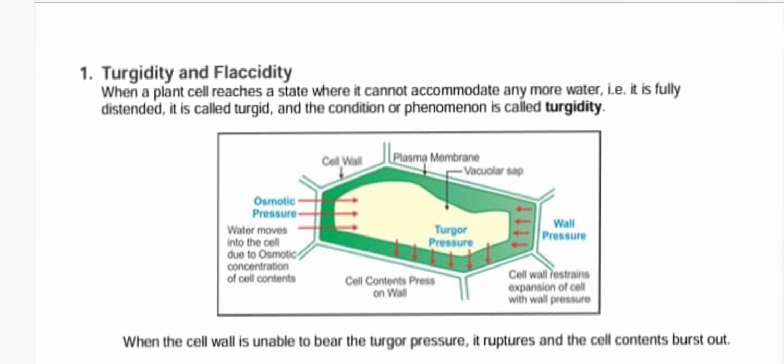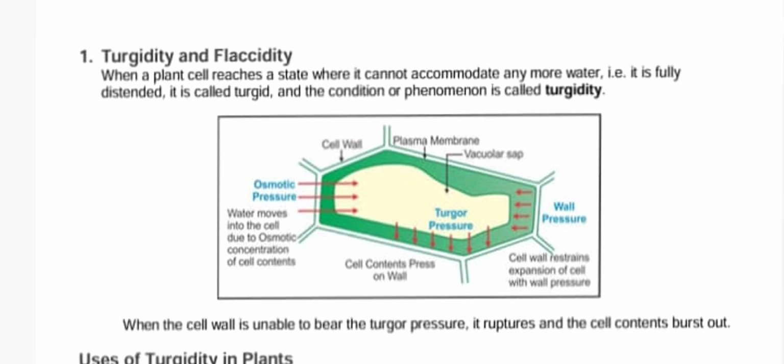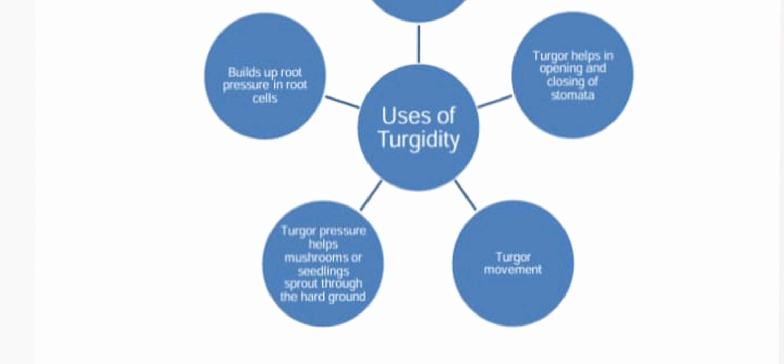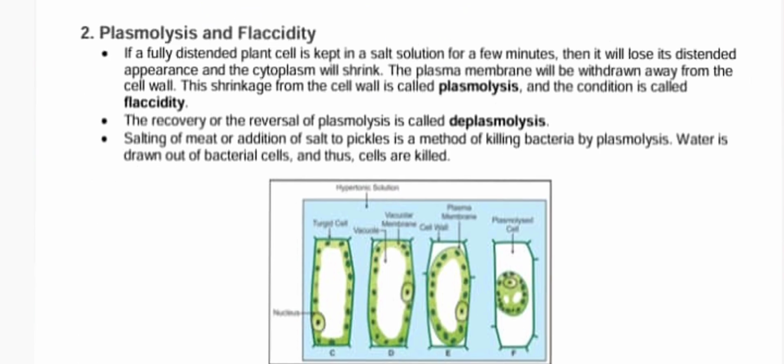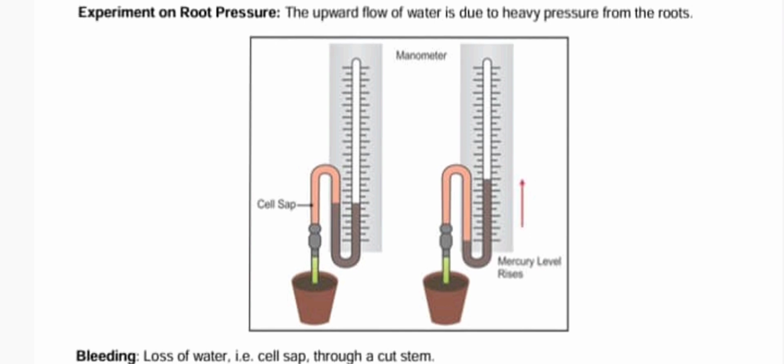Now we have turgidity and flaccidity. Turgidity is the state where the cell cannot accommodate more water inside. Then plasmolysis and flaccidity. When a fully distended plant cell is kept in a salt solution for a few minutes, it will lose distension and it shrinks. That is known as flaccidity.